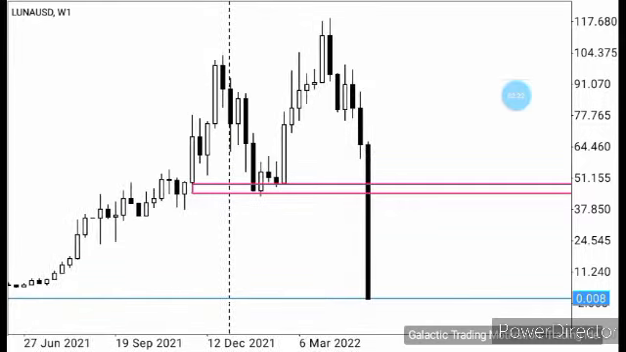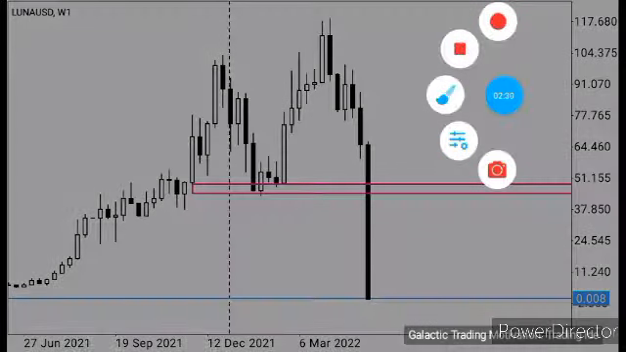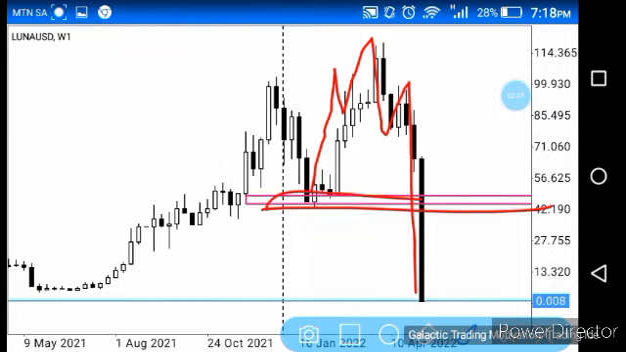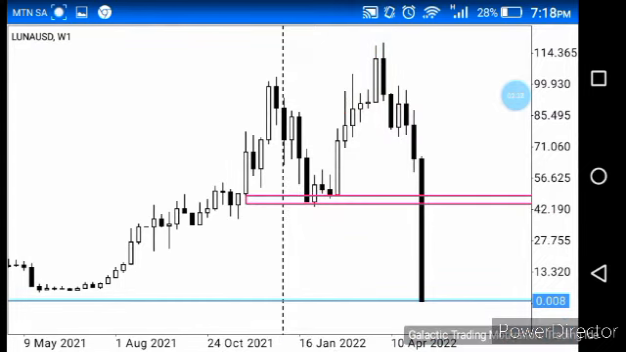Here we are on the weekly chart. Let's see, what else can we see by looking at this particular weekly chart? Another formation that took place was this head and shoulders pattern over here. It was completed around this region, so it is no longer relevant.